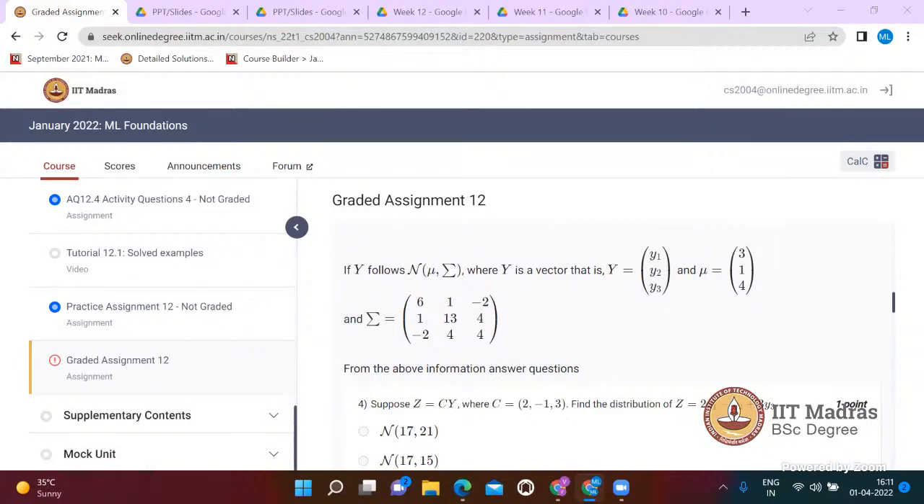Yes. So I'll just share my mail ID also here. I've shared this in the mail also. And mock we are not releasing, so sorry for that. You can practice the last term question itself. Okay.